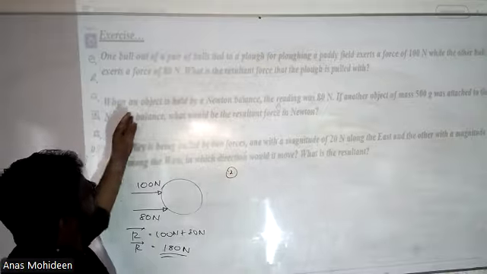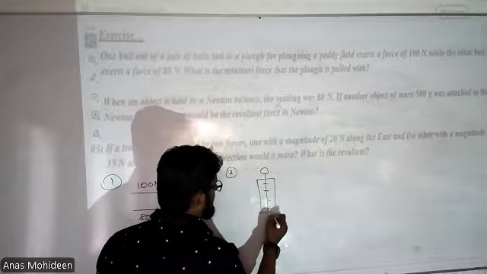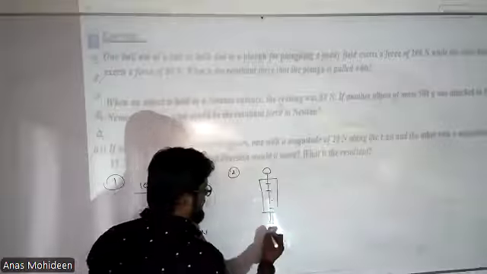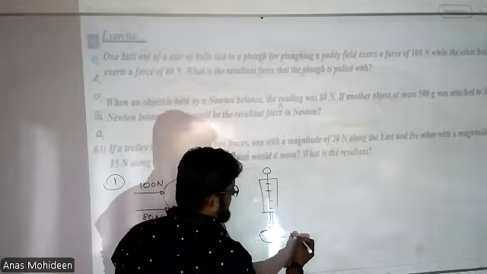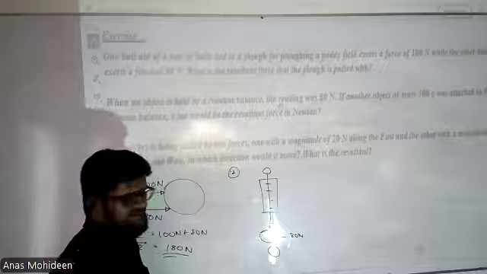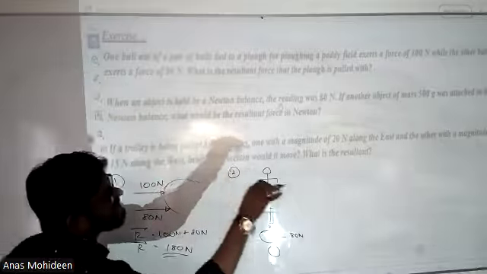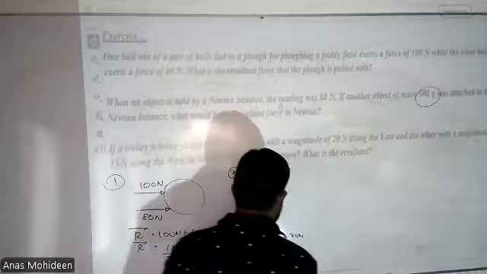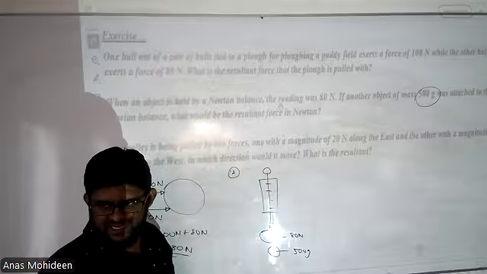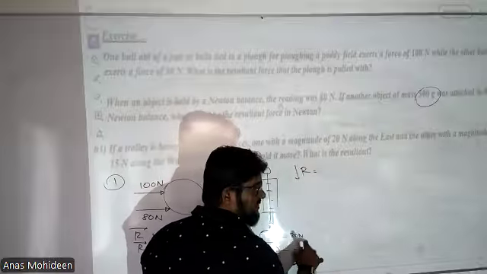Question 2. When an object is held by a Newton balance, I'll just draw a diagram. Right? The reading was 80 Newton. So there's an object. This gives 80 Newton. Along with that, another object is also added. And that says it is 500 grams. What is the total force? What is the reading now? Look at this. Resultant you have to take downwards. This gives you the direct force.